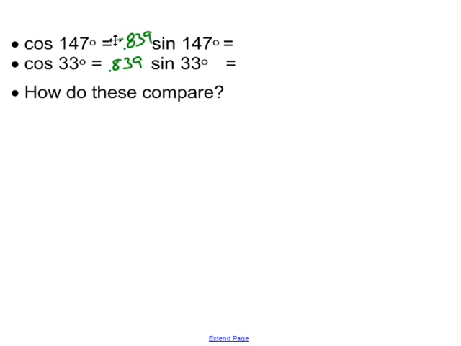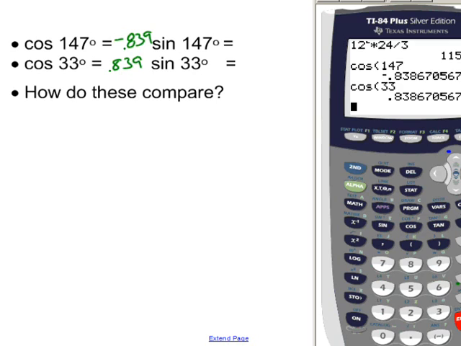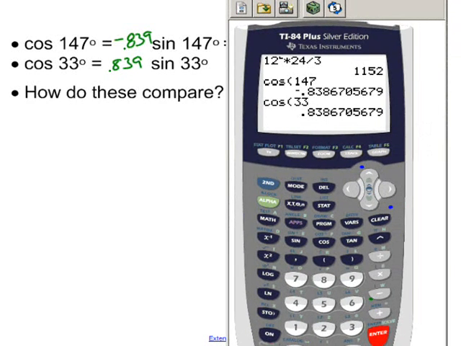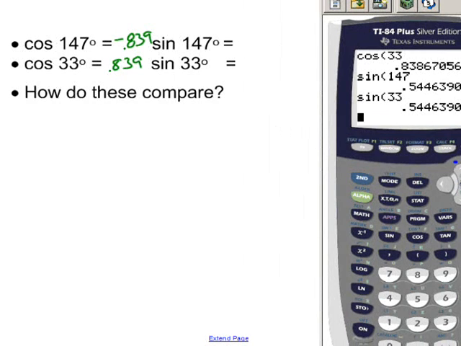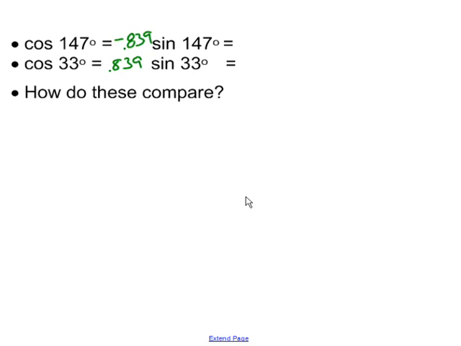If I do a similar thing with sine, so I do sine of 147 and I hit enter, and I do sine of 33 and hit enter, notice this is the exact same answer. It's not even off by a negative like cosine was. So record those, 0.545.